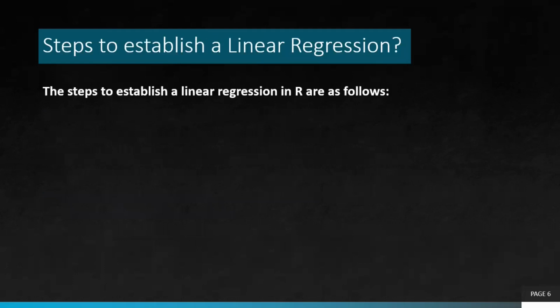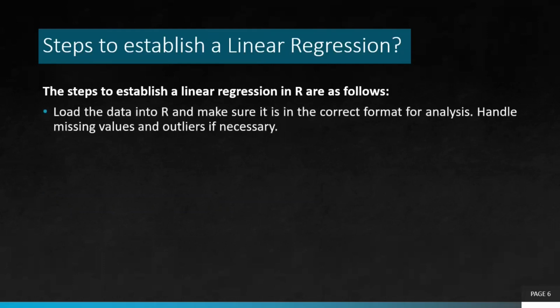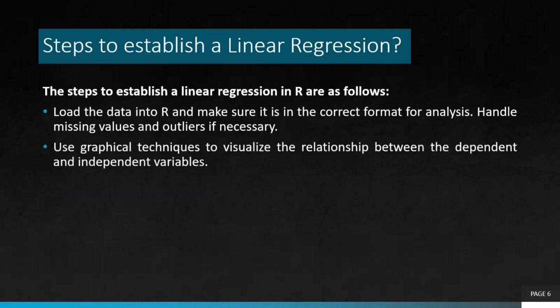So let's see the steps to establish a linear regression, or how we can make it. First of all, load the data into RStudio and make sure it's in the correct format for analysis. Handle the missing values and outliers if essential. Use graphical techniques to visualize the relationship between the dependent and independent variables. You can do it by making a scatter plot.